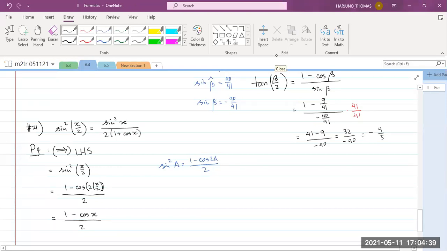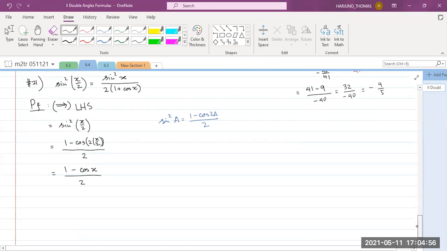Oh, you know what? I know what to do right now. I see at the bottom, I already have the 2. I just need 1 plus cosine x. If I multiply the top and the bottom by 1 plus cosine x, it happens to be the conjugate on the top, I will get 1 minus cosine squared x.